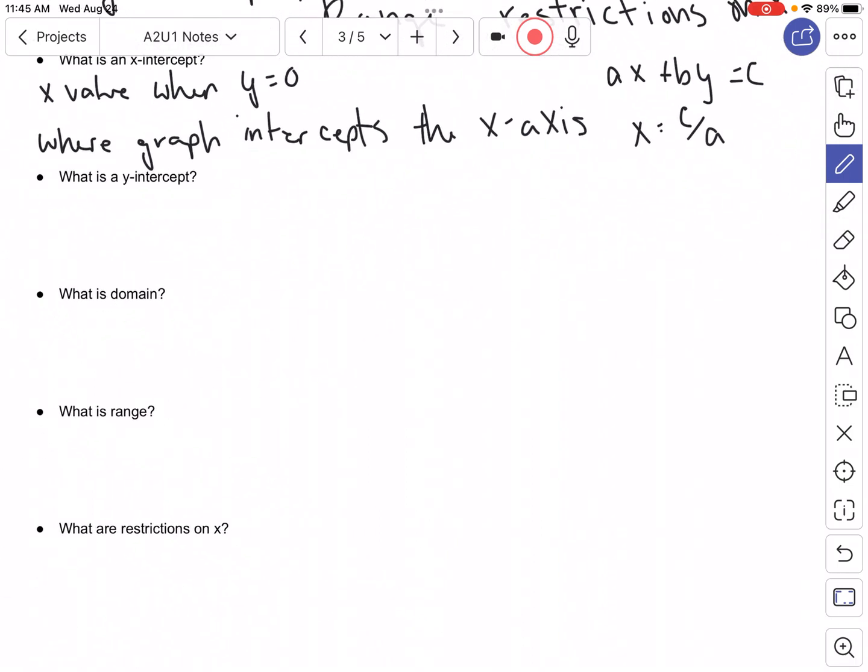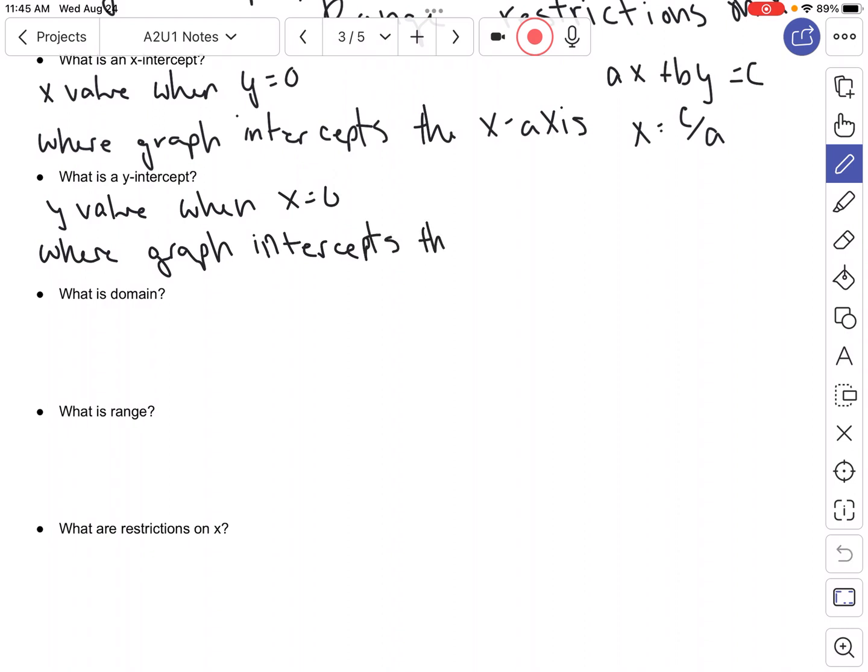So what is the y-intercept? It's the y value when x equals 0. So you can find these intercepts by evaluating the function at x equals 0. Plug in 0 for all of your x's and you'll find your y-intercept. So it's where the graph intercepts the y-axis.